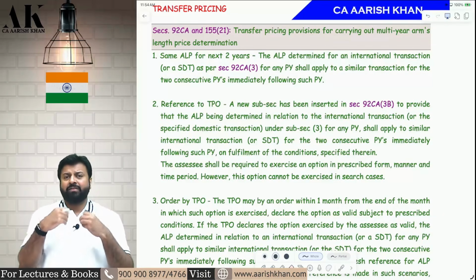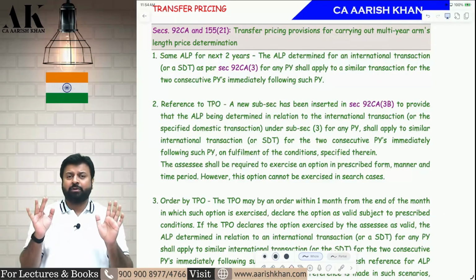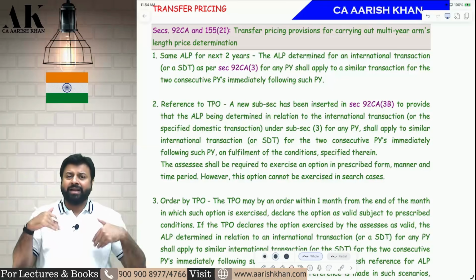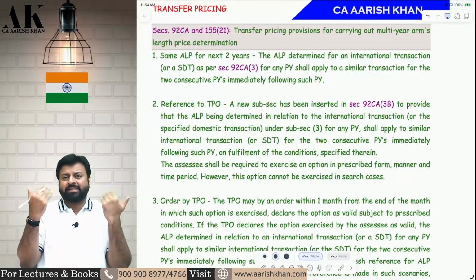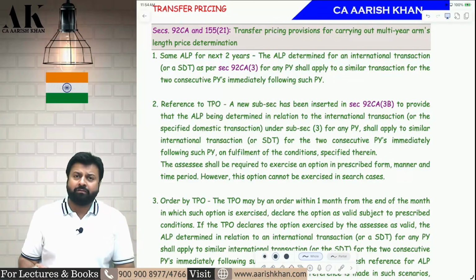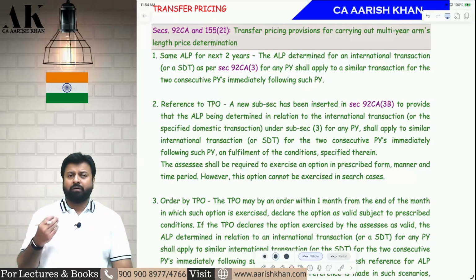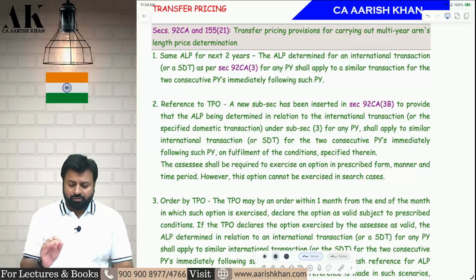In 1 year, if the AO has referred and the AO and the TPO have found the arm's length price for a particular transaction, say royalty, and in the second year and third year also, if the assessee accepts that, it will reduce the wastage of time for everybody: for me also, for the assessee also, for the AO also, for the TPO also. So let's see now.